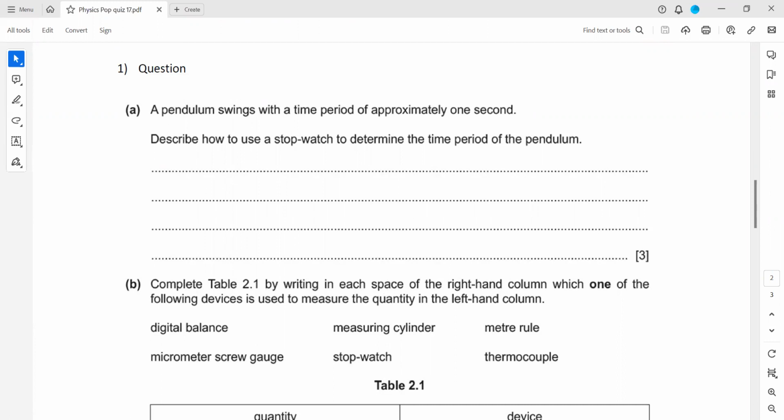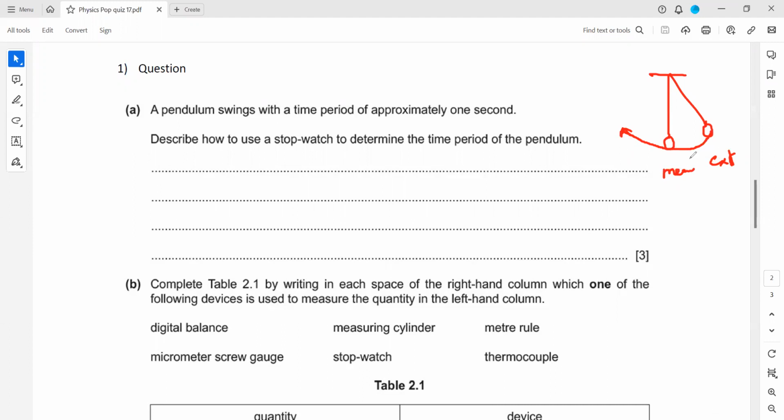So first, we'll mark the fiducial point, like the mean and the extreme position. Say there's a pendulum, we mark its mean position, and then we'll mark its extreme position. And we release this pendulum from its extreme position, and at the same time, we'll start the timer. So when we release this pendulum from extreme position, it will move to mean position, then to other extreme, and then return back. That is called a time period.